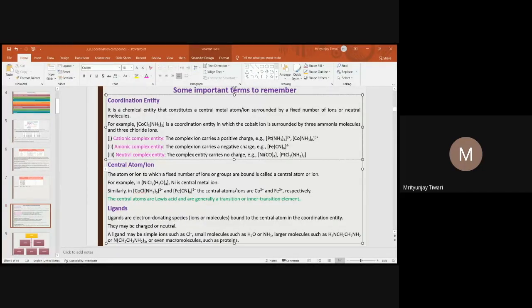Now let us see the example of bidentate or didentate ligands. Bidentate ligands, as I said, are also sometimes called didentate ligands. This ligand has two donor sites. And the example I have already shown is ethylene diamine.